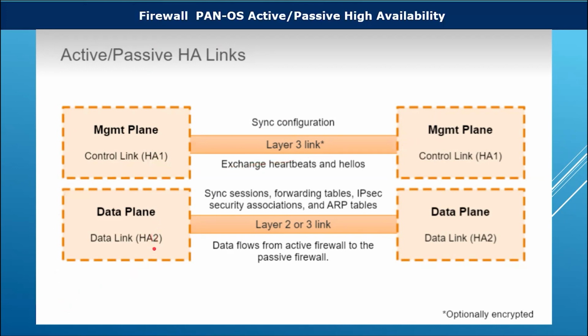So then what is the purpose of the HA2 link? Whatever information is stored on your data plane is exchanged over this HA2 link. Because our data plane is responsible for managing the through traffic. Whatever traffic is passing through the firewall is managed by your Palo Alto data plane, right? So this is responsible for synchronizing your sessions, forwarding table, IPsec security associations like your VPN connections, and ARP table. All these things are exchanged over your HA2 link.